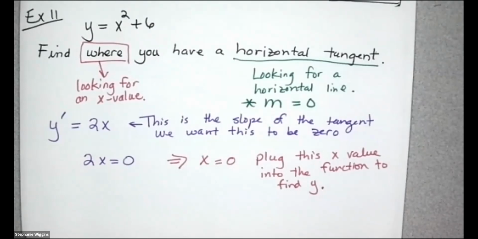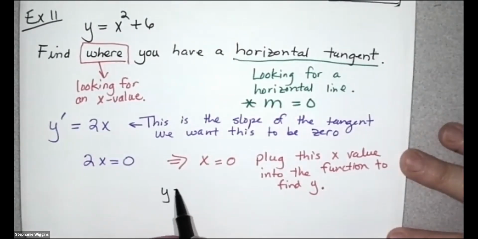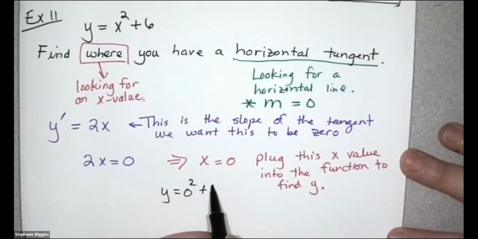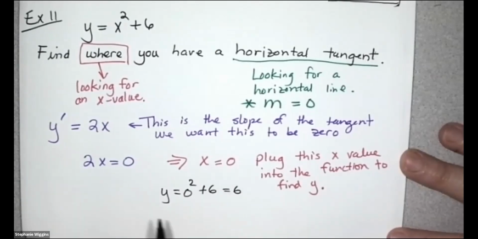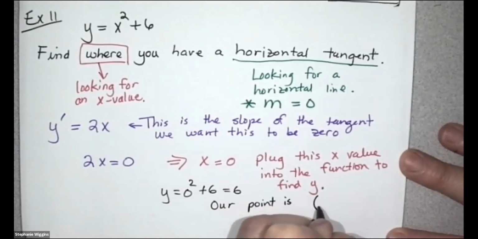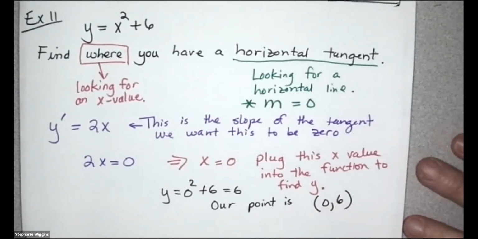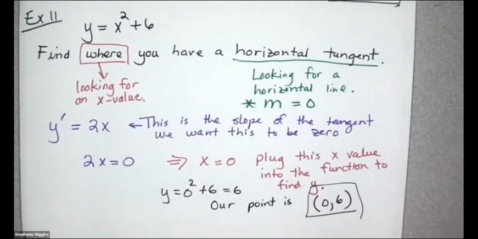And so when we do that, we get y is equal to 0 squared plus 6. So our point, x is 0, y is 6. So we have (0, 6). That's where our tangent is, okay? So let's just verify that again in Desmos.